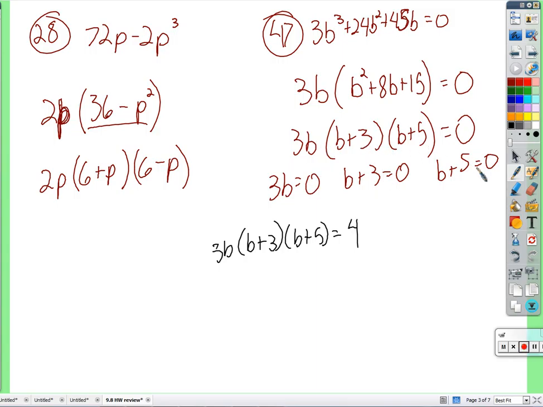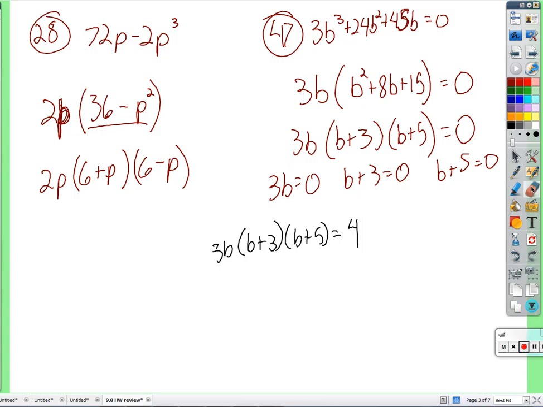Because one of those has to be 0. Because we're multiplying them together, right? Yes, there's a special thing called the zero product property. There's no way to multiply numbers together and get 0 without one of them being 0. So we set them each equal to 0, and these are the 3 possibilities when we solve each of them.